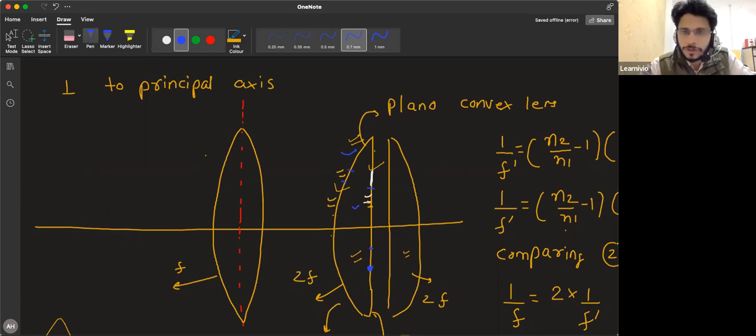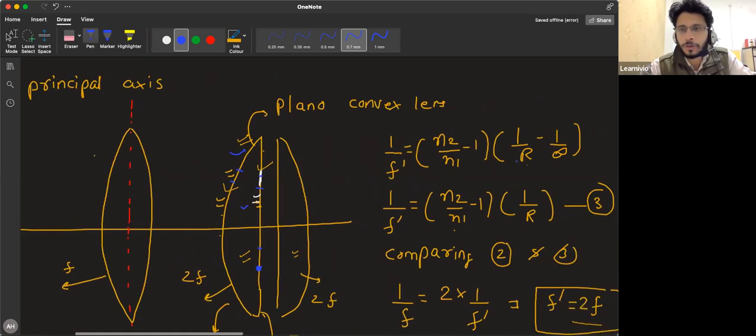So the first surface is a curved surface. Its radius of curvature is R. But for the second surface, the radius of curvature is infinite. So when you put here, R1 is R, R2 is infinite. 1 by infinite is 0, so it's 1 by R.